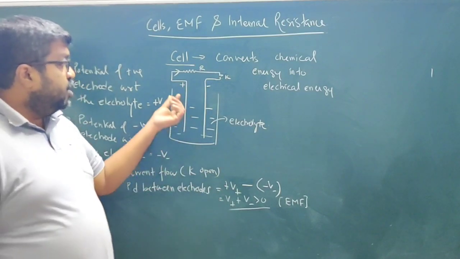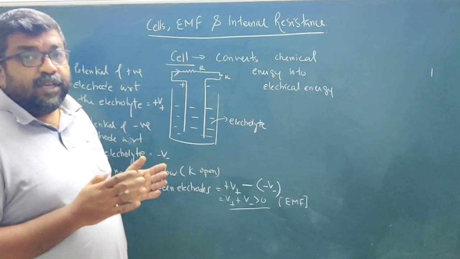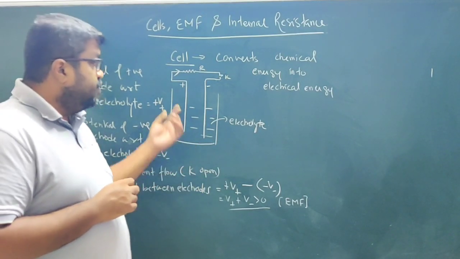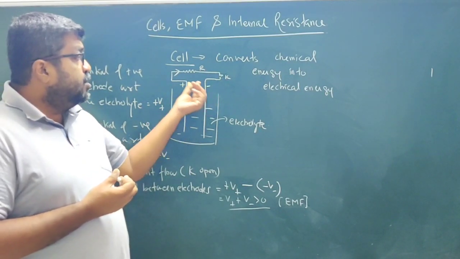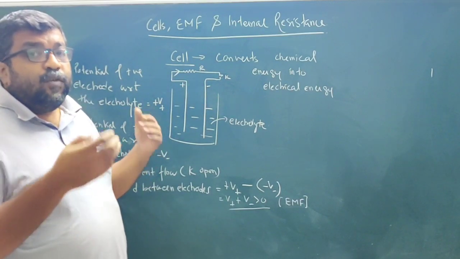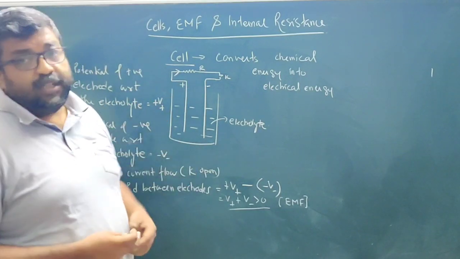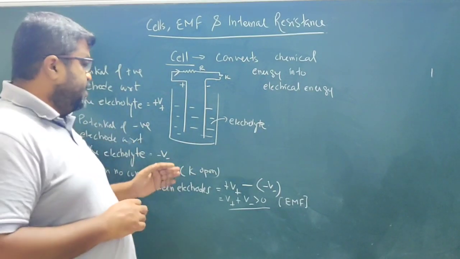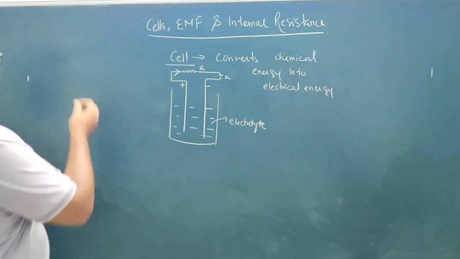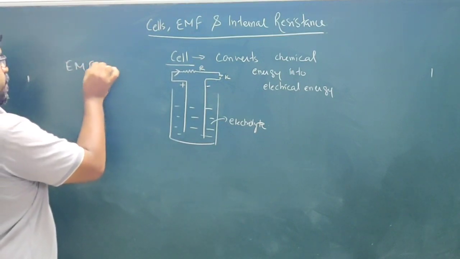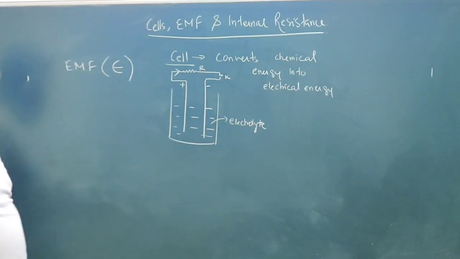Electromotive force is the potential difference across the two terminals of a cell in an open circuit. You can say that it is the potential difference between the two terminals of a cell in an open circuit, or you can say the potential difference between the two terminals of a cell when no current is being drawn from the cell or into the cell. That is, no current is flowing out of the cell or into the cell. So these are the two ways of defining EMF, electromotive force. The symbol for EMF is epsilon.